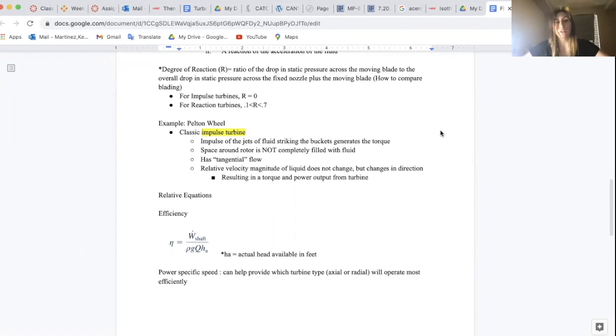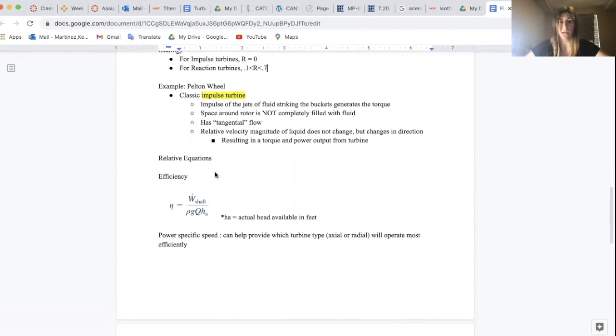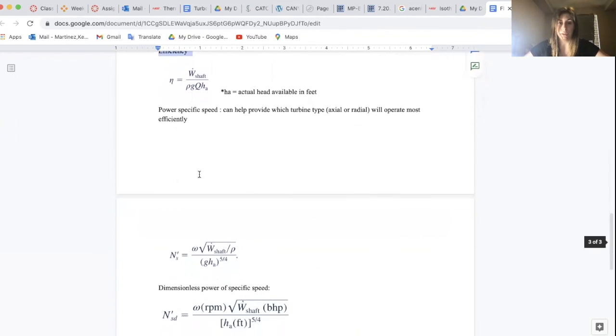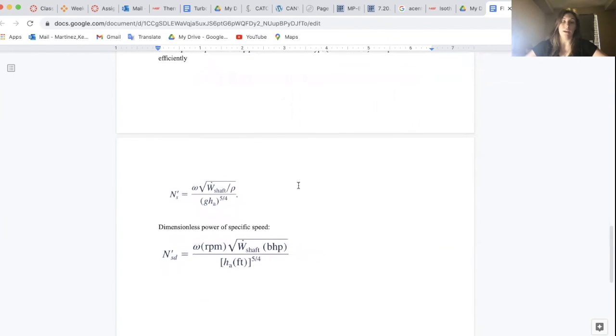Now, some relevant equations in this section are turbine efficiency, which can be seen on this document. One thing to note is that in this equation, HA is the actual head available in feet. Another equation relevant to this is the power specific speed, which is used to determine which turbine type, either axial or radial, will operate most efficiently, which can be seen here. And then there's also a dimensionless form of this power specific speed equation.